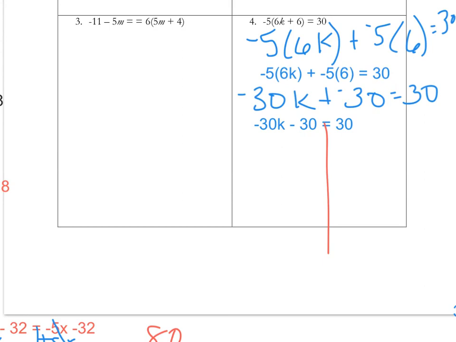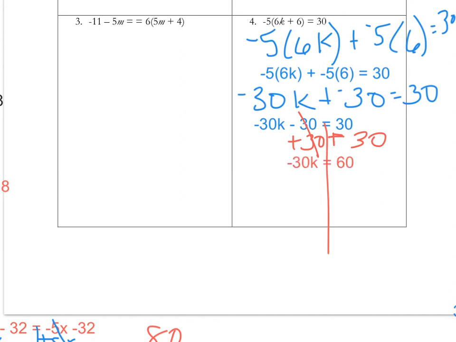Now I just need to simply solve by undoing my subtraction here, and I'm going to do that by adding 30. And that cancels out, and then I'm going to come over to the other side of the equal sign, because whatever I do to one side, I've got to do to the other. So I'm going to add 30 over here as well. And 30 plus 30 gives us 60, so I end up with negative 30k equals 60.